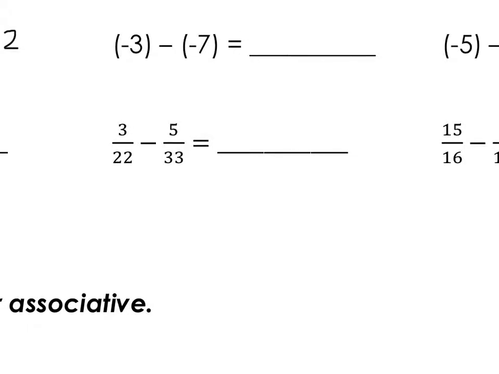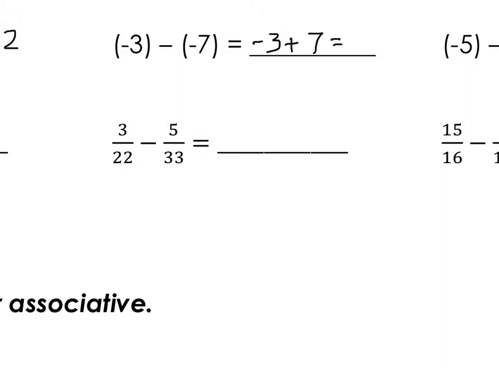Negative 3 minus a negative 7. Now this one's a little different because you're subtracting a negative. Now we said subtraction is the same thing as adding the opposite. So what happens when you add the opposite of a negative 7? It becomes plus 7. Subtracting a negative, these two negatives, I like to think of them as those two negatives cancel each other out. So subtracting a negative is the same thing as plus a positive.